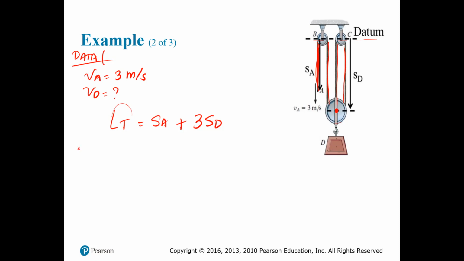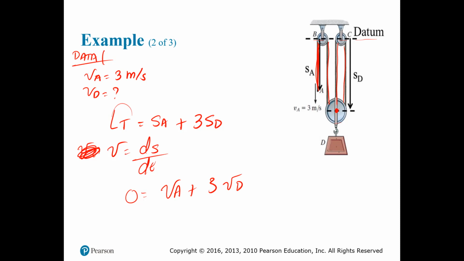So if you want to get velocity, that will be equal to the differentiation, ds dt. So the derivative of that would be equal to VA plus 3 VD.